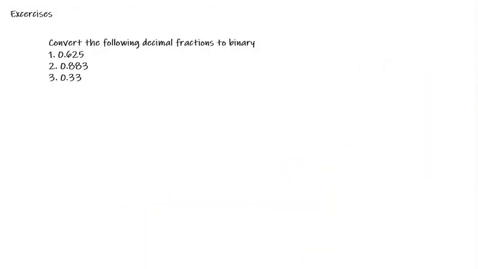For practice exercises, convert the following decimal fractions to binary. Number 1, 0.625. Number 2, 0.883. And number 3, 0.33. Provide the solutions or the answers in the comment section.